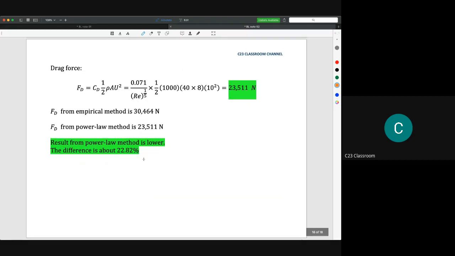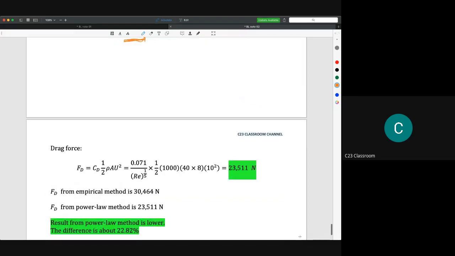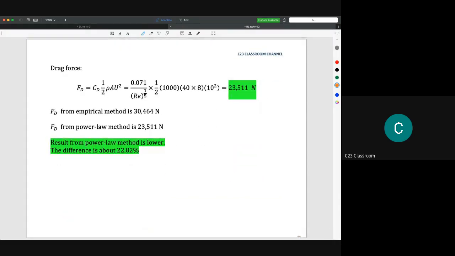However, if we calculate the value of drag force here, we calculate the value of CD, so we get it is around 0.071 from the power of 1/9 there. So we substitute in the equation, so finally we could get it is around 23,500 newtons. If we compare the empirical and power law methods, we found that the empirical method gives us 30,000 and the power law only gives 23,000. So the difference is about 22%.